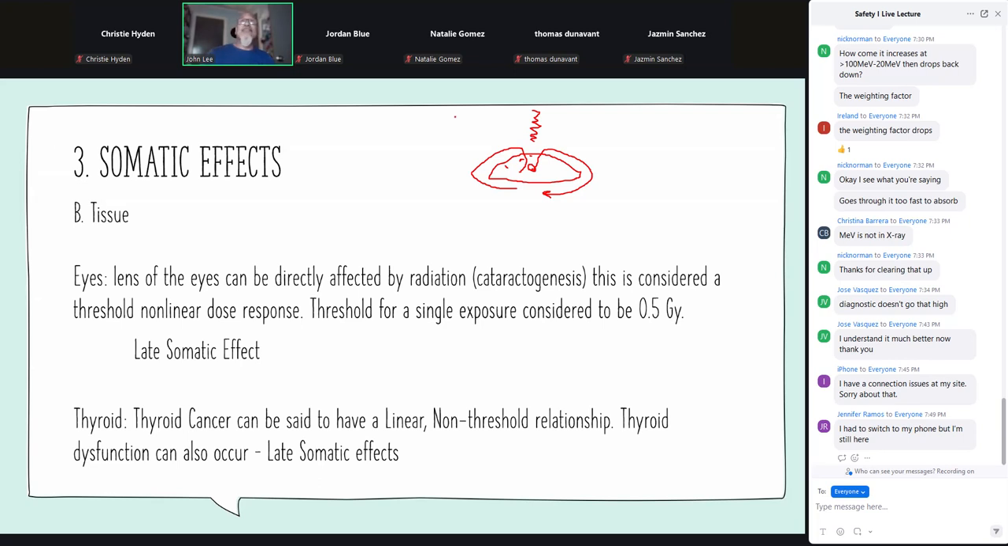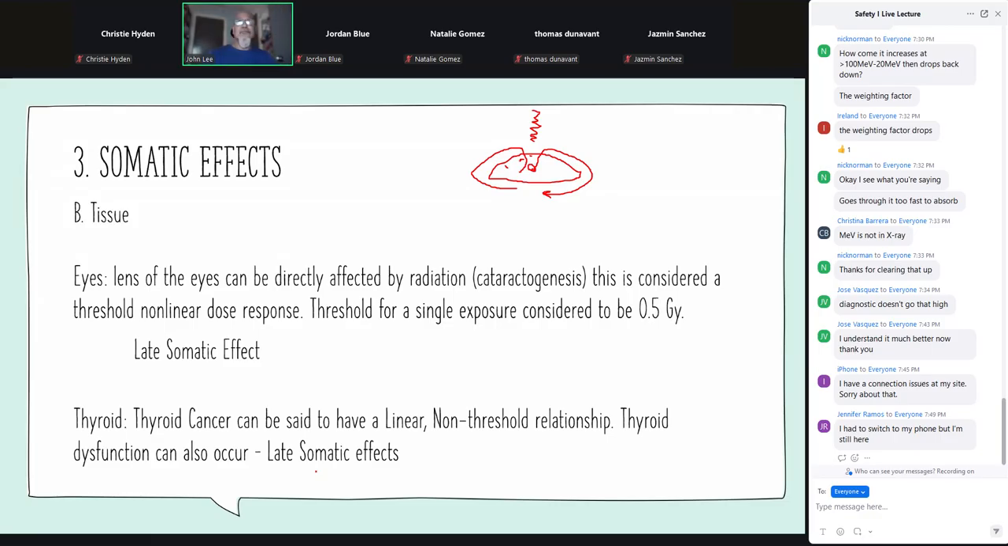Now the threshold for a single exposure, this would be at one point, just all at once, is 0.5 gray. But again, late somatic effect, the reduction, protection can delay that effect as well. Thyroid is said to have a linear non-threshold relationship. So we consider that the thyroid can be affected right away. It is a late somatic effect as well because it is a cumulative type thing.